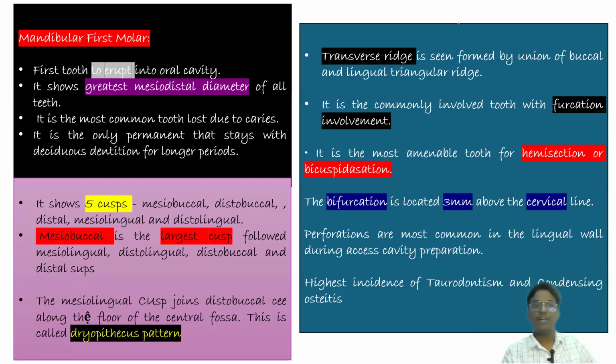Mandibular first molar is the first tooth to erupt in the oral cavity, and it shows the greatest mesiodistal diameter of all the teeth. It is the most common tooth to be lost to caries, and it is the only permanent tooth that stays with the deciduous dentition for a longer period of time. It shows five cusps, that is mesiobuccal, distobuccal, distal, mesiolingual, and distolingual. And mesiobuccal is the largest cusp, followed by mesiolingual, distolingual, and distobuccal.